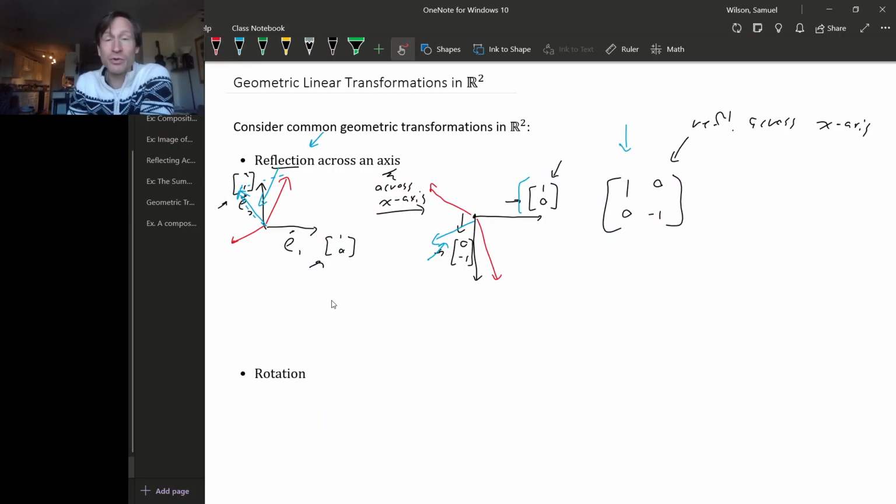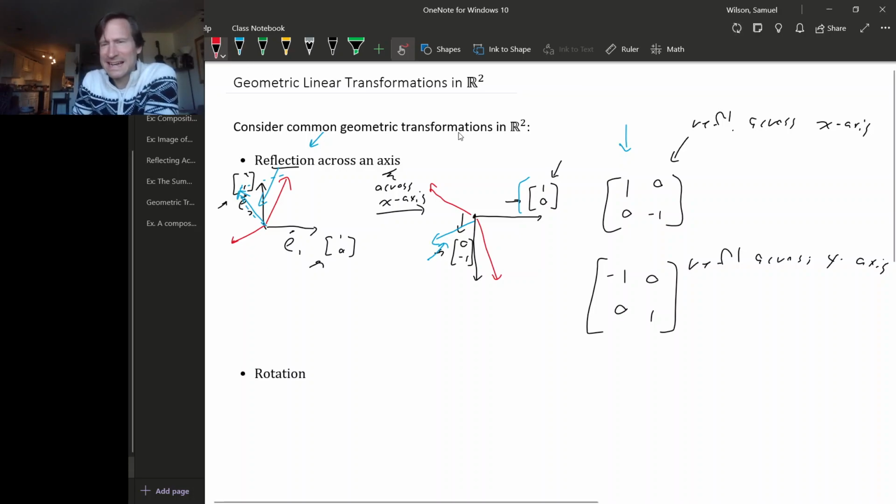If we do the same thing for reflection across the y-axis, that's really reflection in the x direction, right? And that's just going to give us minus 1, 1 on the diagonal like this. Notice that how we can get a matrix for reflection is we take the identity matrix, but we just put a minus on the 1 that corresponds to the variable that's being flipped, or the direction that's being flipped.